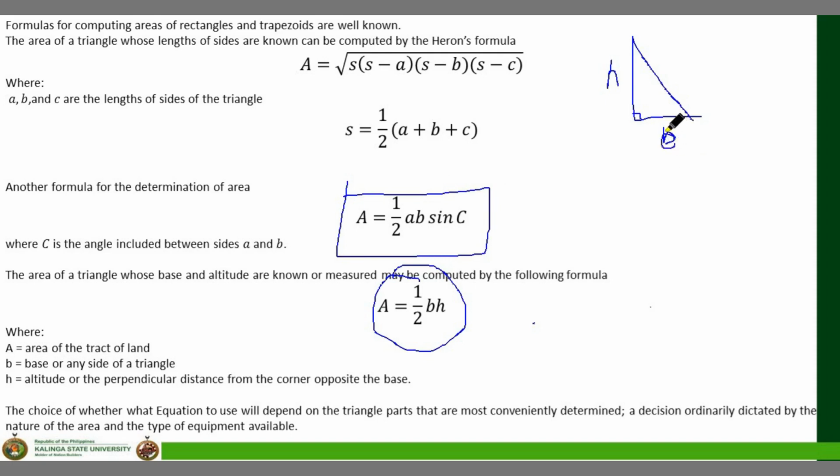Let's say ito si side A, ito si side B. And this is angle C. Di ba kung ito ay side A, the opposite angle of that is angle A. If this is side B, the opposite angle is angle B. If this is angle C, the opposite side is side C. And so to determine the area of this triangle, that is equal to 1/2 of A times B multiplied by sine of angle C.